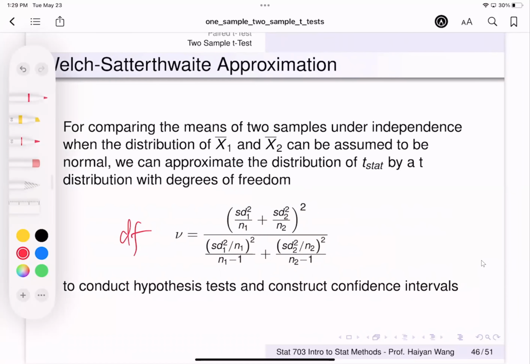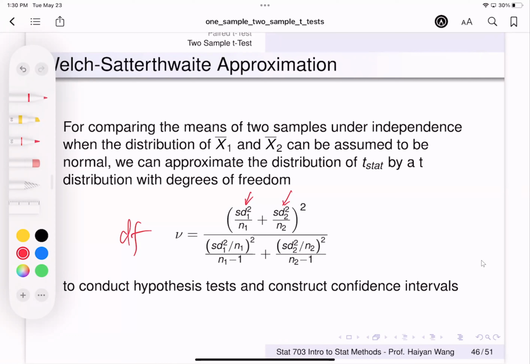And this degrees of freedom, you can use the sample standard deviation here squared, the sample variance, and then divided by n1. And here's the sample variance divided by n2, and you square them. And in the denominator, you also have this sample variance divided by n1 squared, and then divided by n1 minus 1, and so on. So that computes the degrees of freedom.